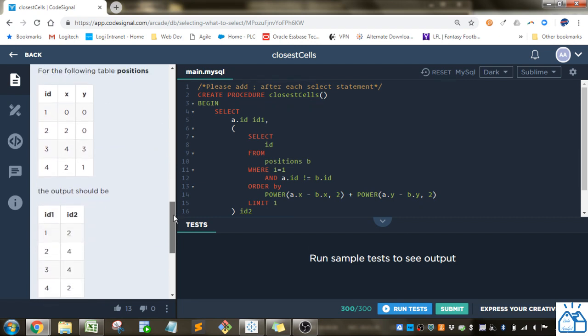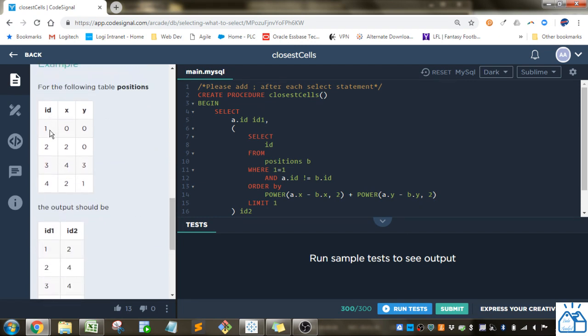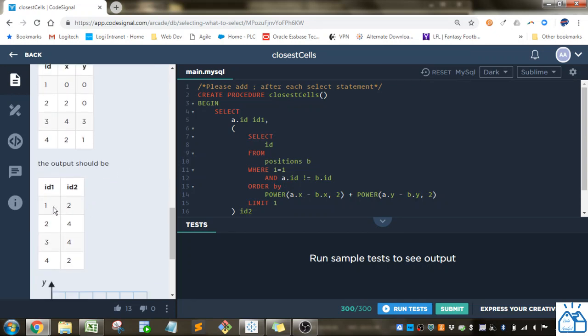Okay, so you've got a table like this. It's just the ID of the piece and then the XY coordinates. And they want an output that shows for the first piece what's the closest piece to it.